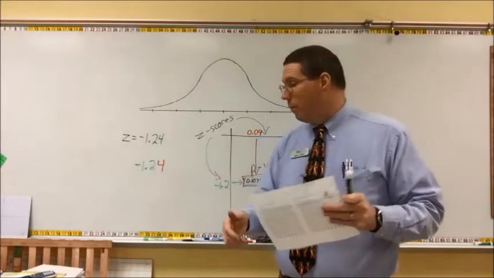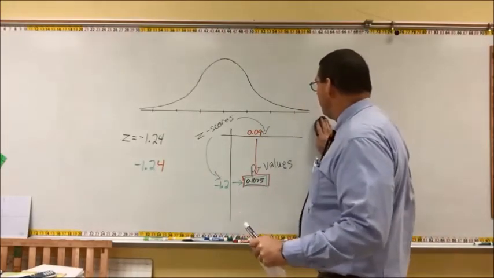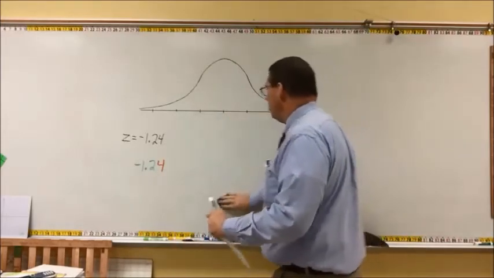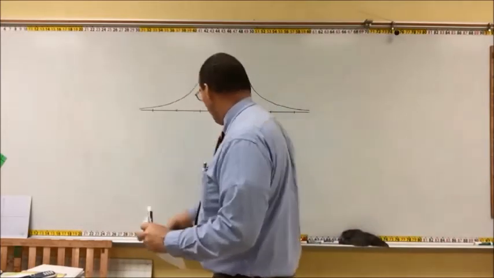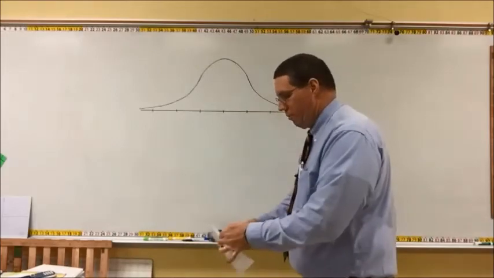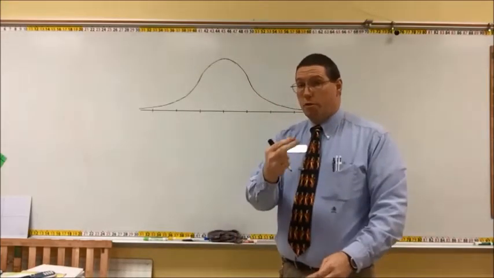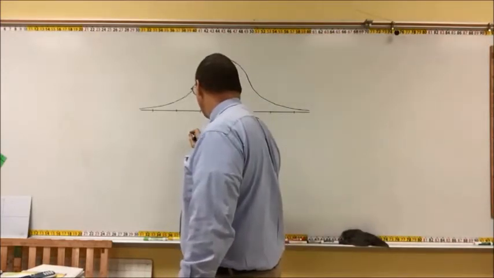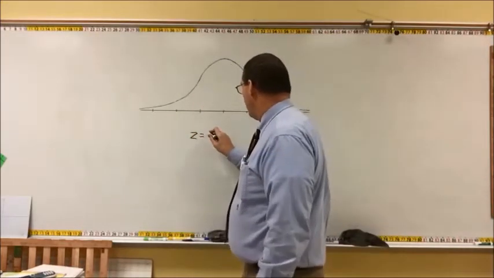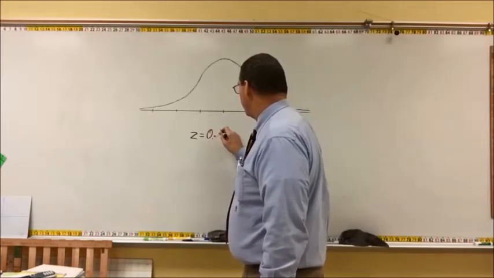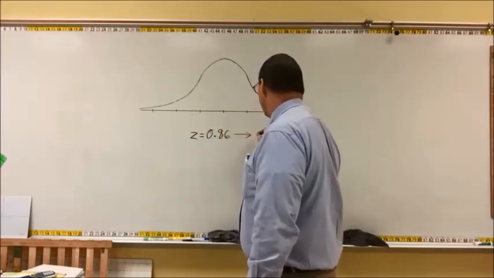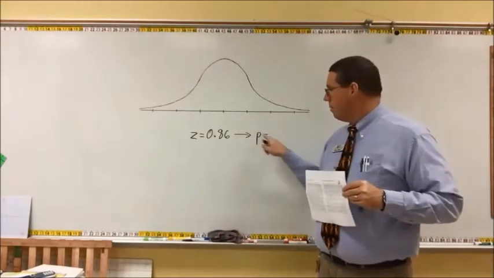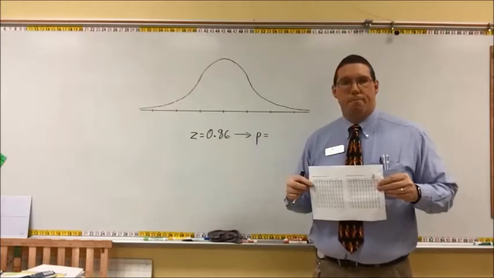Okay? So now let's do a few of them together. I'm going to give you a z-score, and then you look in the table and find the correct p-value. This is the second thing. If you can do this, you're in really good shape. So let's say we have a z-score of 0.86. Now look in the table and see if you can find the p-value for 0.86.